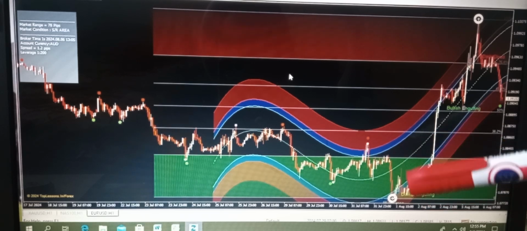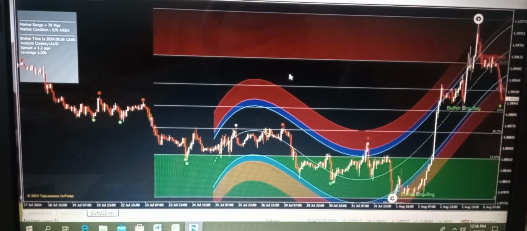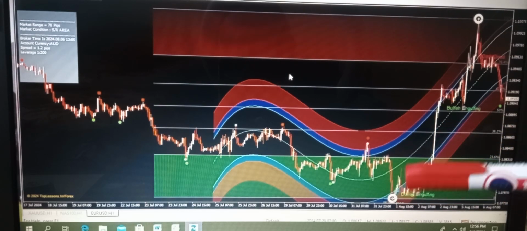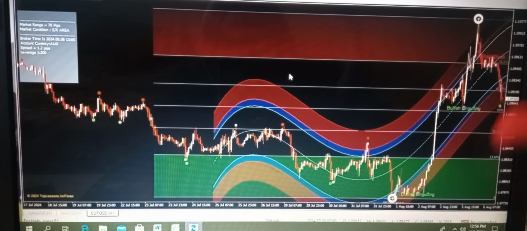Okay, so there are traders that trade only candles as their confirmations. So it's very nice for you to get a signal and then wait for the candle after to show you that really the market is going for a buy or a sell.